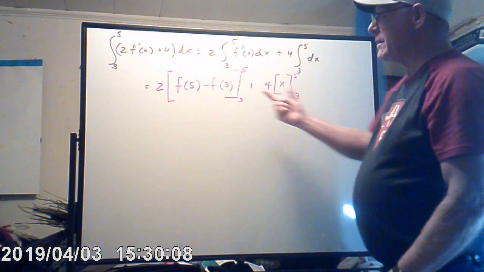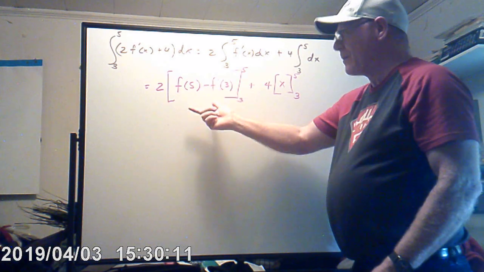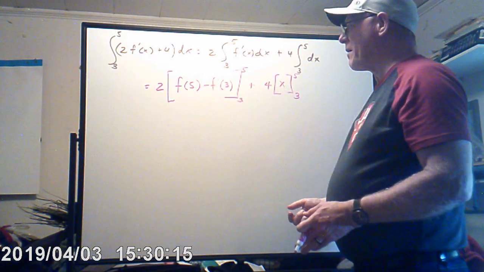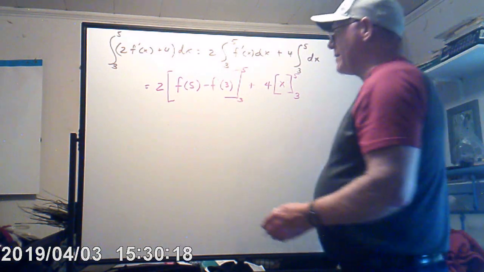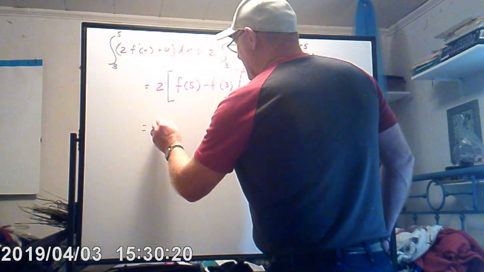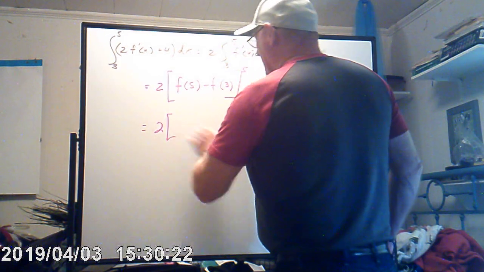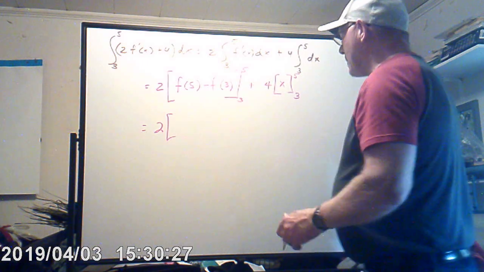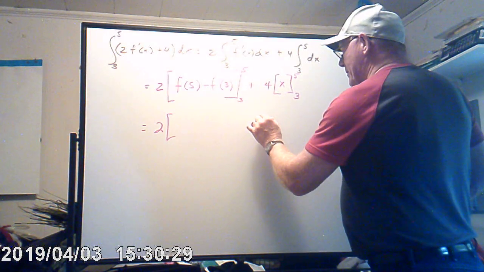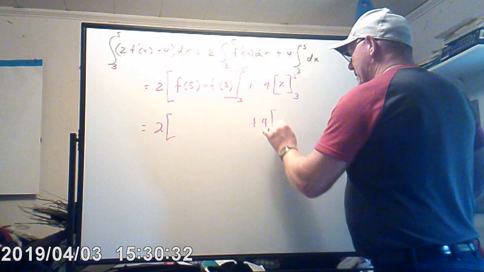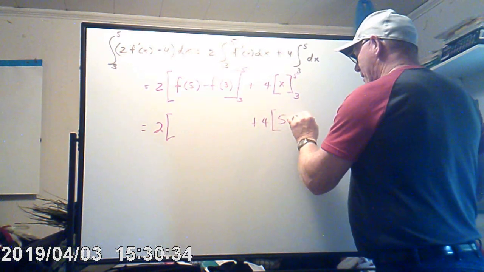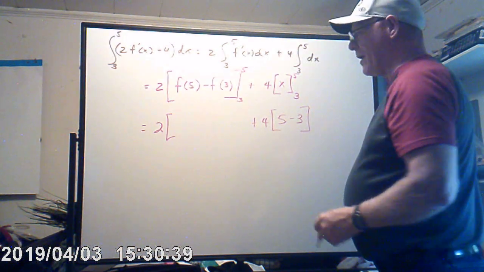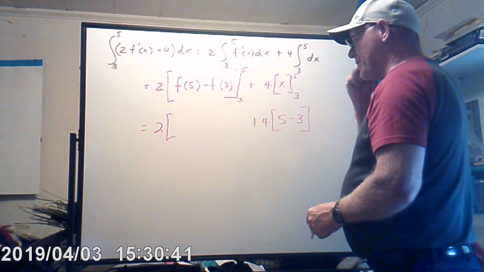You can do it all together as one if you want to. I just elect to do it this way. To me, breaking it down is just so much easier. Alright, I'm going to have to refer back and forth. I need to find out what L at 5 is and what L at 3 is. I believe we can go ahead and do this part though. 4 times 5 minus 3. Alright, just applying the fundamental theorem of calculus.